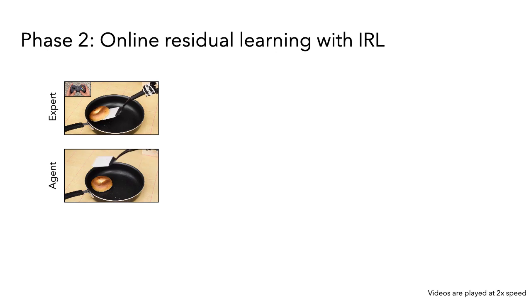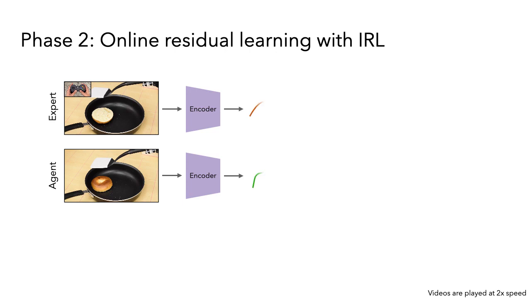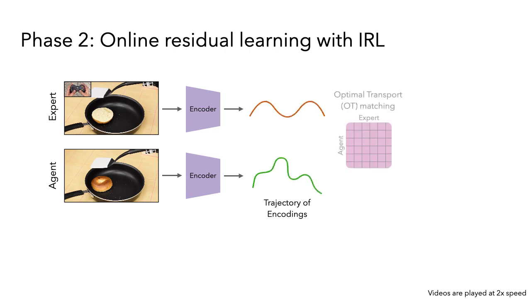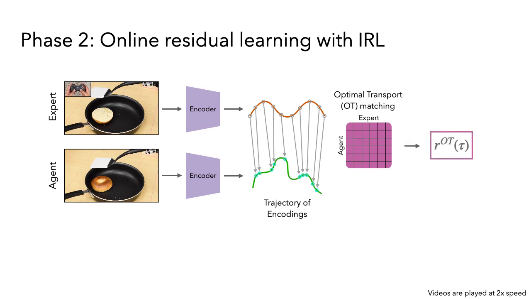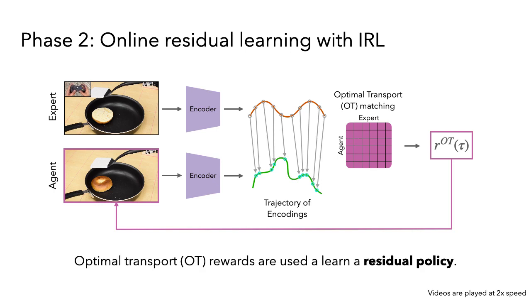In the second phase of our method, corrective residuals are learned on top of these base actions using inverse RL. Thus, given an expert and an agent trajectory, an encoder is used to convert them to a trajectory of encodings. Optimal transport-based trajectory matching is used to obtain a similarity score between these trajectories. This score is used as a reward to learn the residual policy using reinforcement learning.